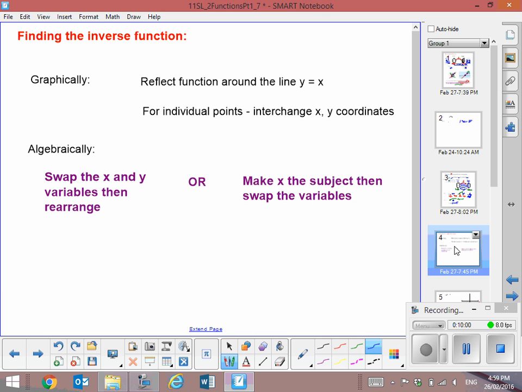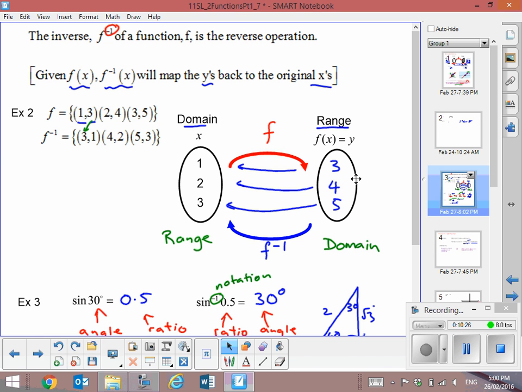Alright, so how do we find the inverse function? If we want to do it graphically, we simply draw our line of y equals x and reflect the function around it, just flip it over. For individual points, you're just going to interchange the x and the y coordinates. So remember you saw that with this example, where here's our function. To get our inverse, we've just changed the coordinates. So the x now becomes the y, and the y becomes the x. So you just flip them, and then you can plot that on your graph.